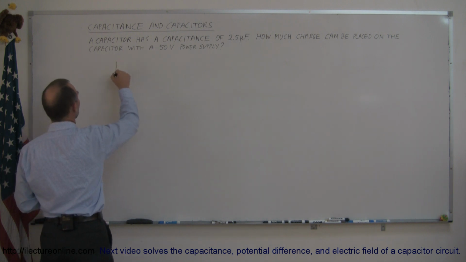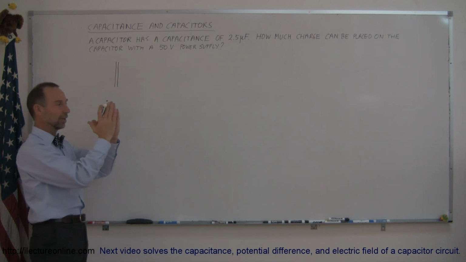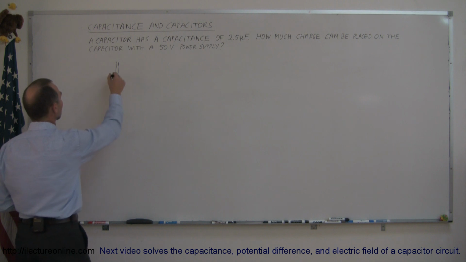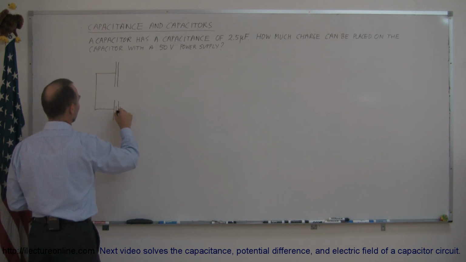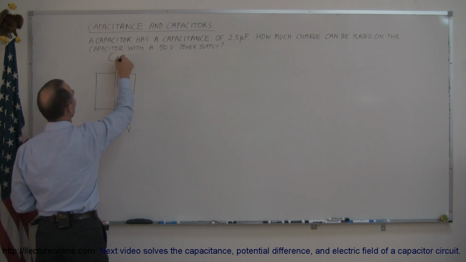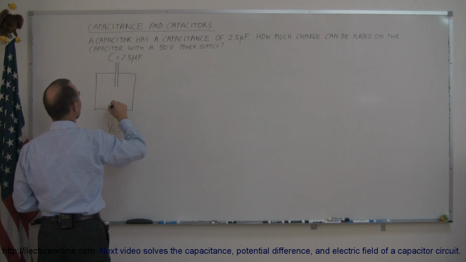So here's a picture of a capacitor, and usually a capacitor is depicted as two metal plates opposite one another, parallel to each other, a small distance apart from each other, and that's then connected to a power supply. So let's use a battery symbol to denote the power supply. So the power supply has a voltage of 50 volts, and the capacitor has capacitance of 2.5 microfarads. And so then this is the positive side of the battery, the negative side of the battery.